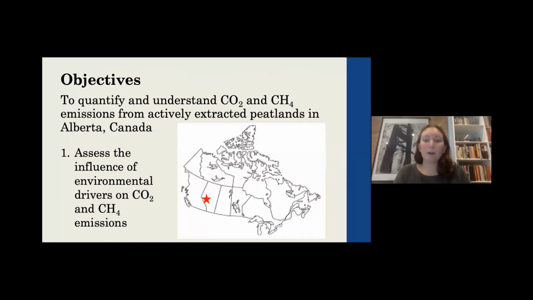My work is part of a larger group of researchers at several universities across Canada, and my part of it is to understand the carbon dioxide and methane emissions from actively extracted peatlands in Alberta, Canada. And the objective I'm going to present on today is to assess the influence of environmental drivers on these emissions.